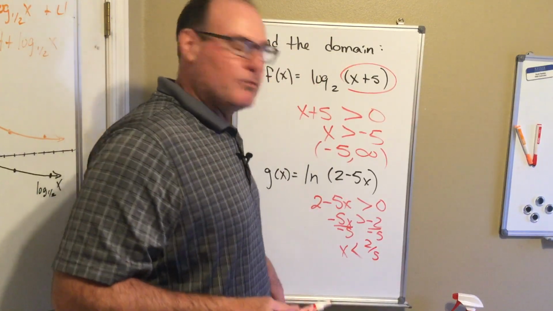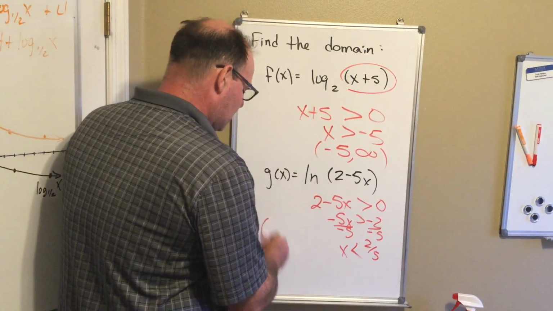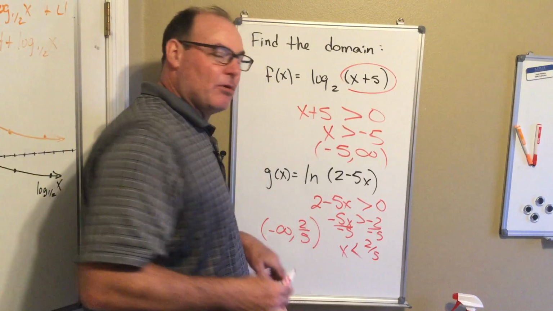And so the domain is all the values less than 2/5, and in interval notation that is negative infinity to 2/5 with a parenthesis on that side.